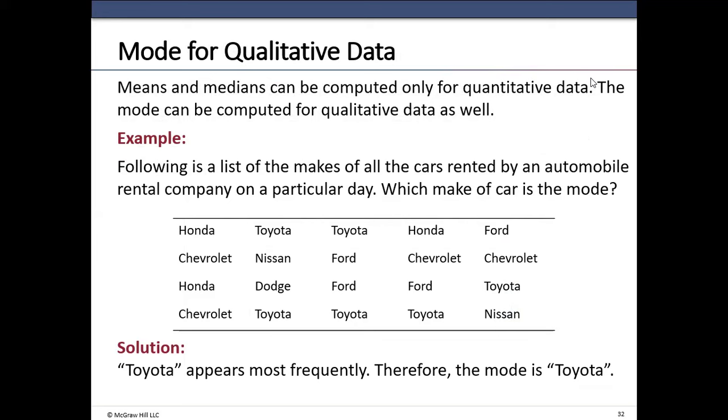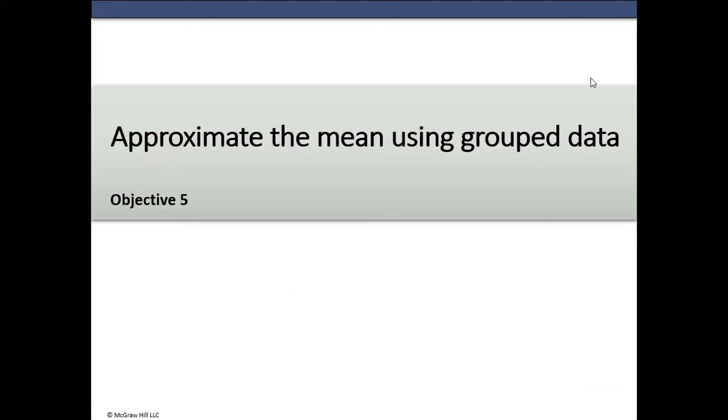Look at these cars. These are brands of cars. So we cannot calculate mean and median, but we can calculate the mode. We want to find out which category of car appears the maximum in this table, and that is Toyota. Toyota is the mode.